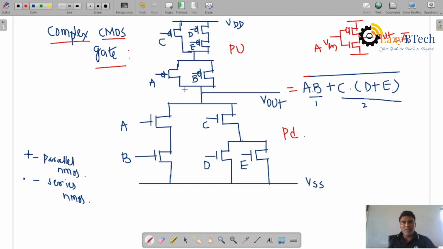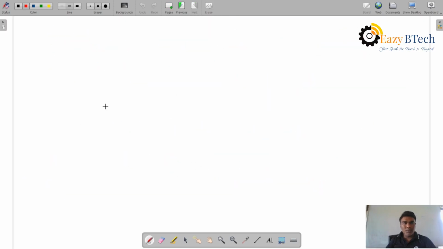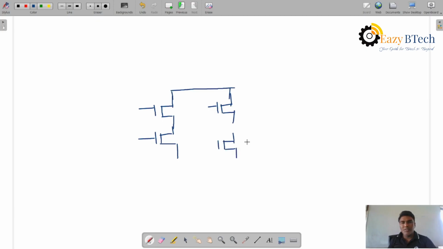So how can we design NMOS? Let me draw this in NMOS so you can understand easily. In NMOS means same. A and B are series. C is parallel, right? D and E are in series with C and parallel with AB. Okay, right? So this is what is in the design.